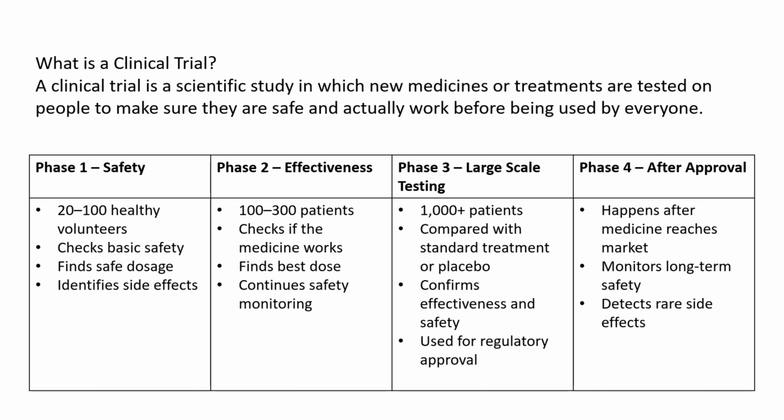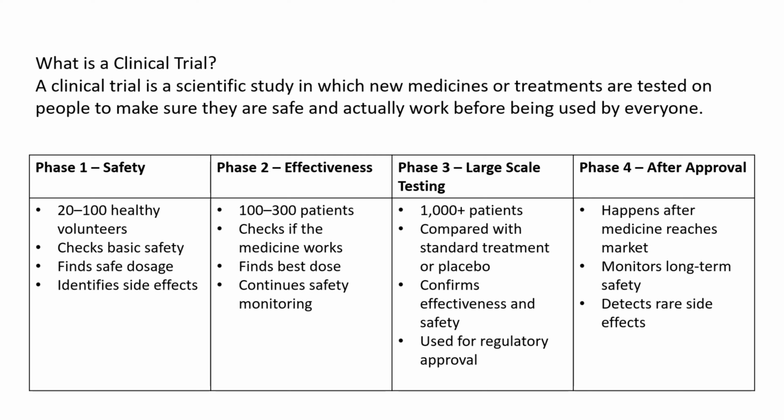Then phase two. What we're talking about in phase two is the effectiveness of the drug. In phase two, the medicine is given to patients who actually have the disease. Here we have around 100 to 300 patients, and we check if the medicine works, find the best dose suitable for the patient, and continue safety monitoring. The main three questions we answer in phase two are: does the medicine work? What is the best dose? And what side effects are common in phase two for this particular drug?